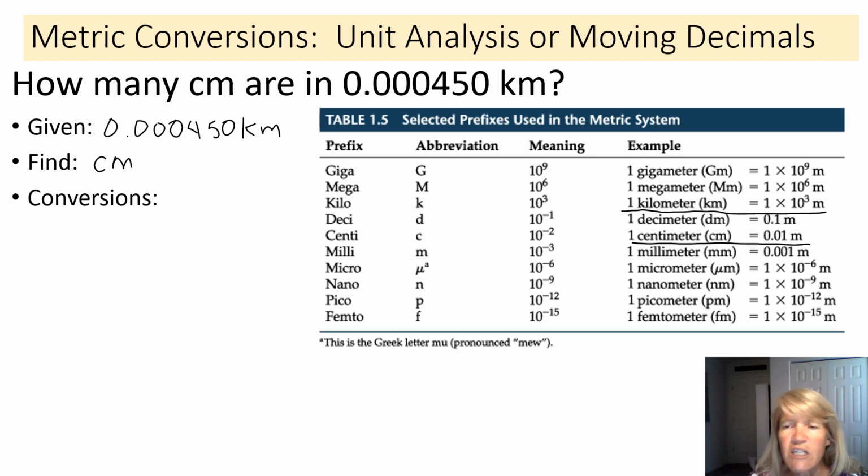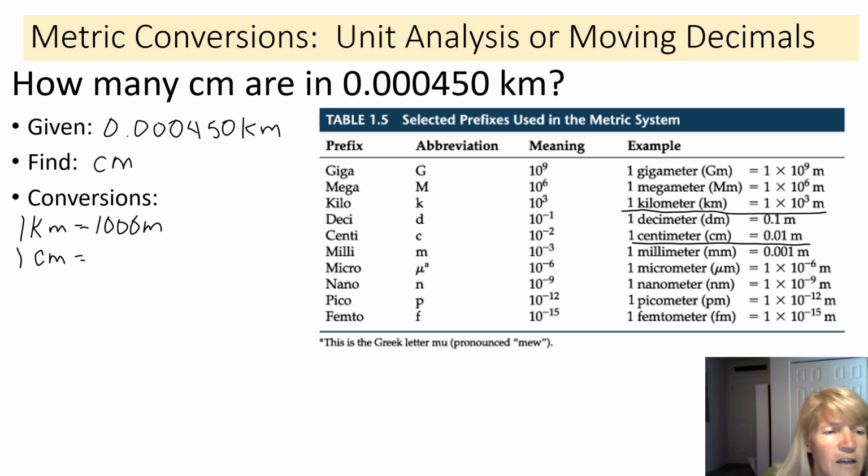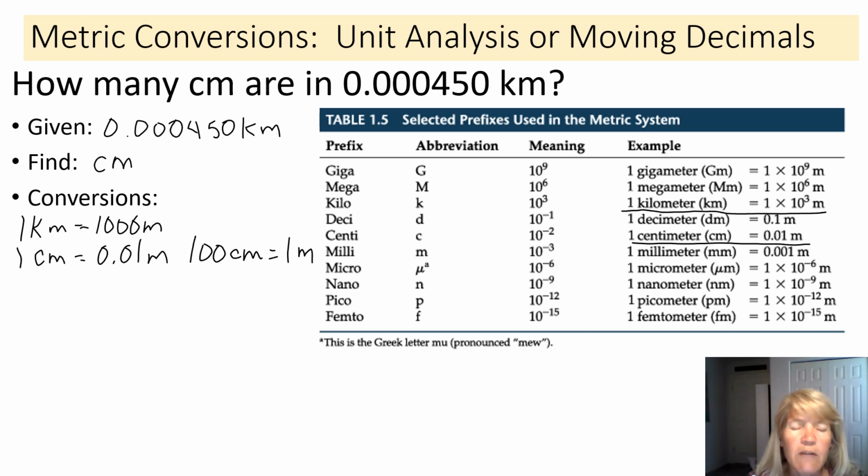So our first conversion is that 1 kilometer equals 10 to the third. Well, I'm just going to write 1,000 meters. And our next conversion is that 1 centimeter equals 0.01 meters. Now you may think, well, what I remember is that 100 centimeters equals 1 meter. And that's really the same thing. So if you remember that and want to use it, that works too. So those are the conversions to get us from kilometers to centimeters.